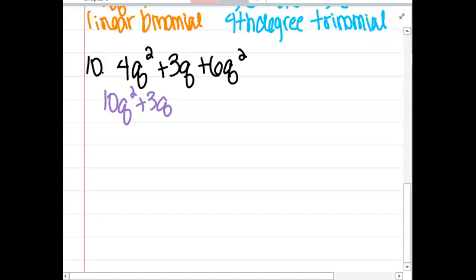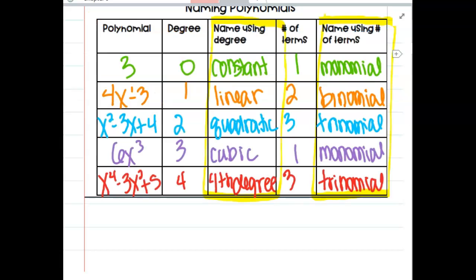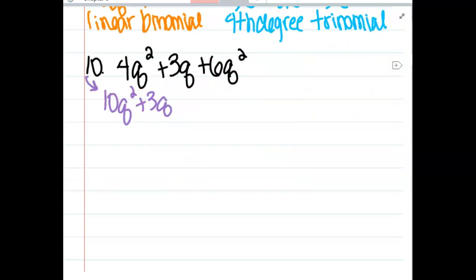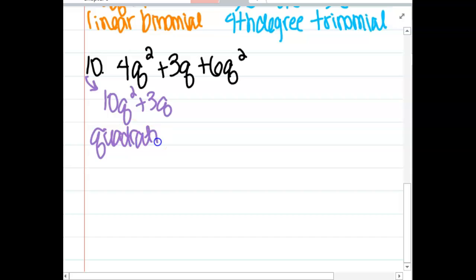Now to find the degree, we're going to look at 10q squared. What's the degree of 10q squared? 2, which means I would call it a what? Quadratic. And how many terms do I have? 2. Go to your simplified answer. There are 2, which is called a binomial. Make sure you're using that chart if you need it.